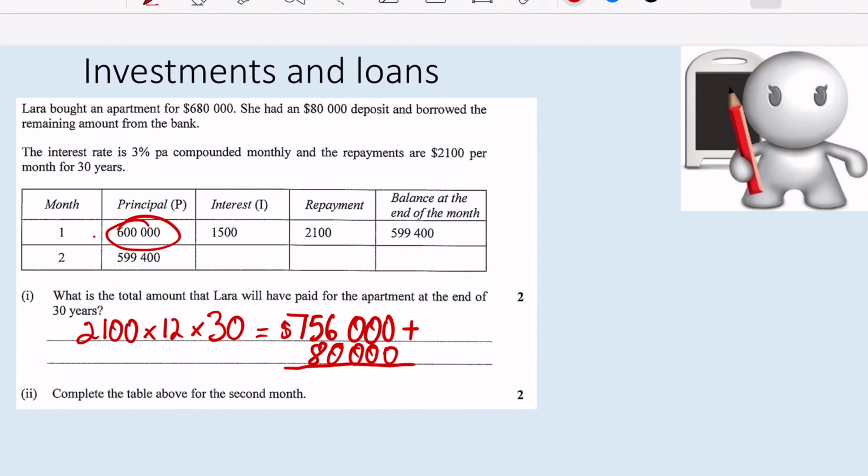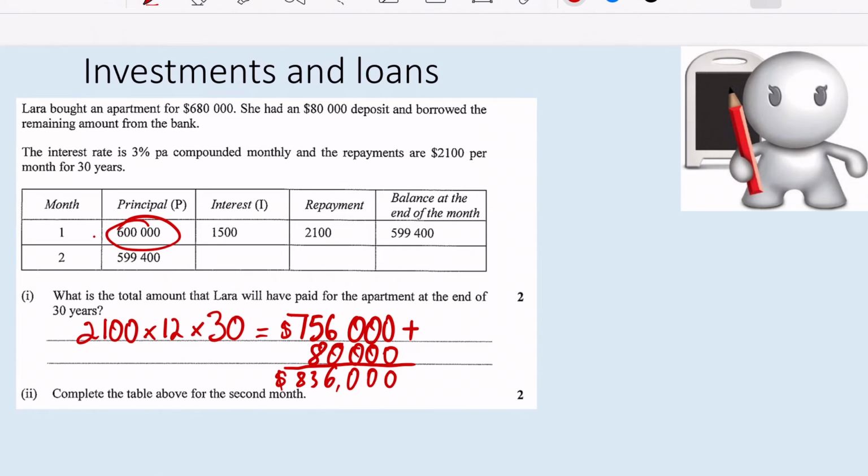Okay, so all up, what is the total amount that Lara will have paid? So all up, she will have paid $836,000 over the 30 years. All right, nice little question.